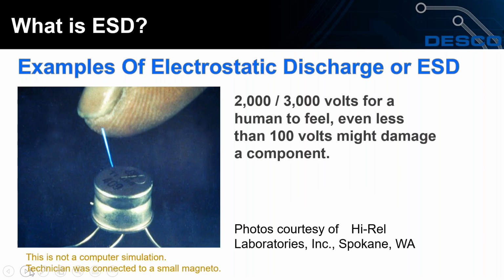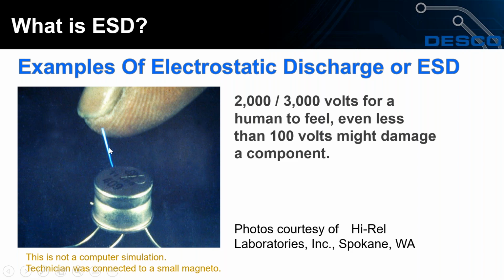Okay, let's go to my next one. So this is an example of an actual ESD event. This company, High Rail Labs up in Spokane, Washington, they specialize in failure analysis. And this is a guy who hooked himself up to a magneto to induce a human body model discharge. And as you can see, that lightning bolt or discharge is coming off of his finger metal can. Now, in order to feel this charge, you had to have generated at least 2,000 volts, around 2,000 to 3,000 volts to feel that discharge.